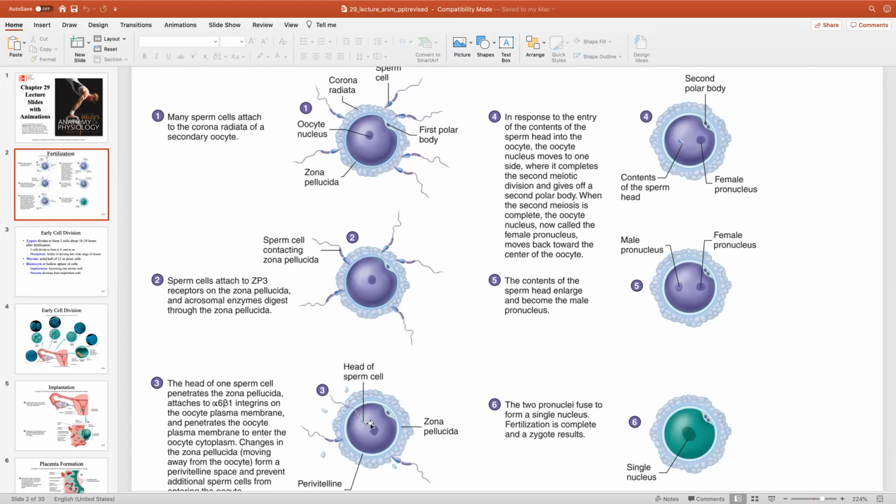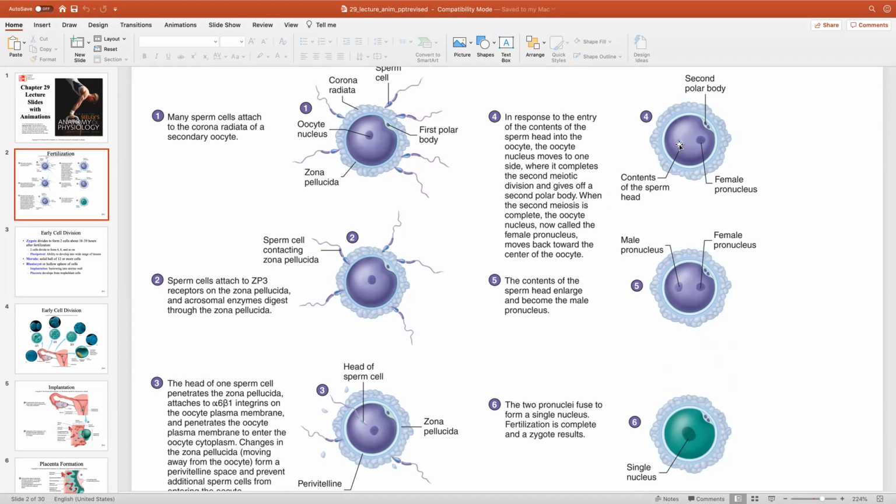Immediately, mom, remember, she started basically at ovulation with meiosis 2. She never completes meiosis 2, the egg, unless there's fertilization. If there's fertilization, then the oocyte finishes meiosis 2. How do we know this? Well, here you only see one polar body, right?